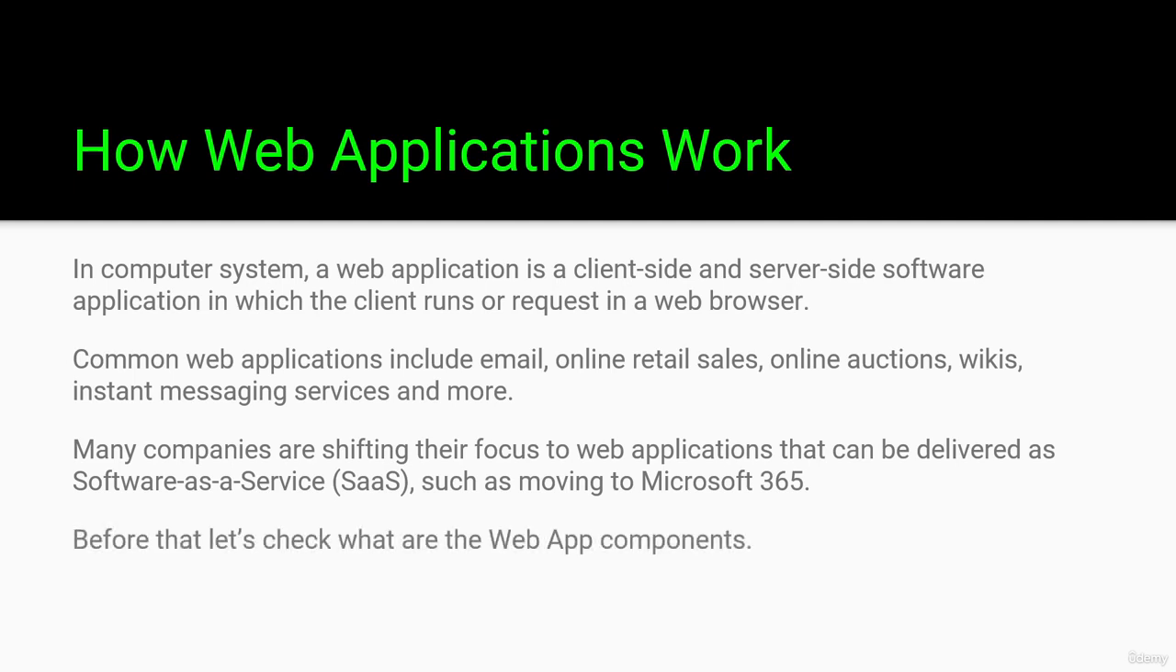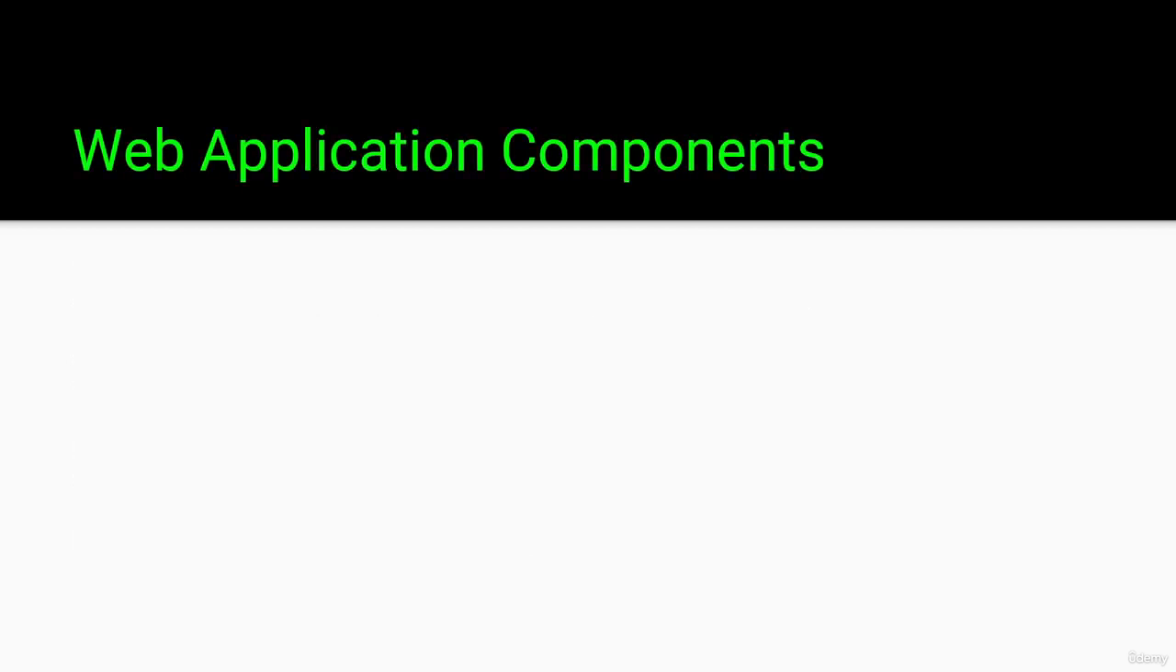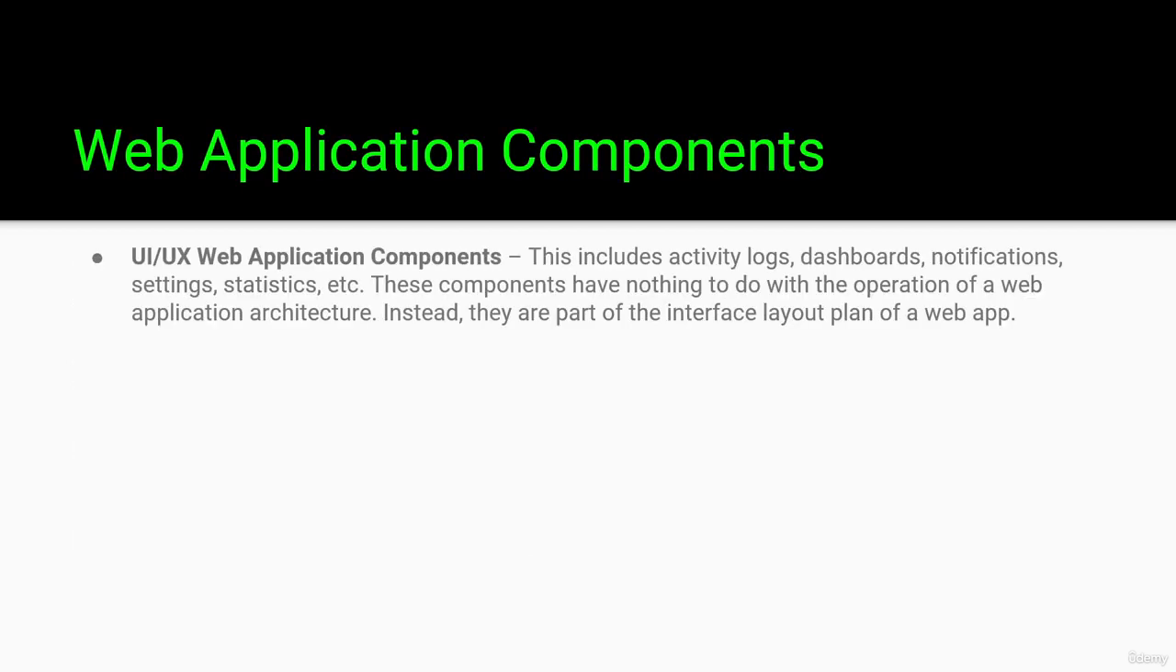Before that, let's check what the web app components are. Let's start with the web app components. First, the web app consists of UI/UX web application components. This includes activity logs, dashboards, notifications, settings, statistics, etc. These components have nothing to do with the operation of a web application architecture. Instead, they are part of the interface layout plan of the web app.